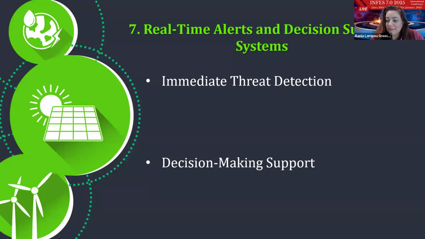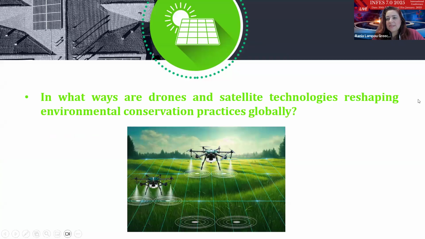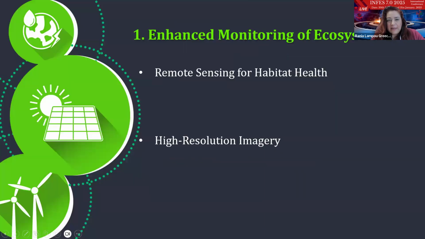AI can provide real-time alerts for threats such as forest fires or poaching or invasive species incursion. Of course, these AI-powered decision support systems can help policymakers prioritize actions based on the most urgent threats or opportunities for positive impact. Drones and satellite technologies now, how they are reshaping environmental conservation through remote sensing for habitat health.